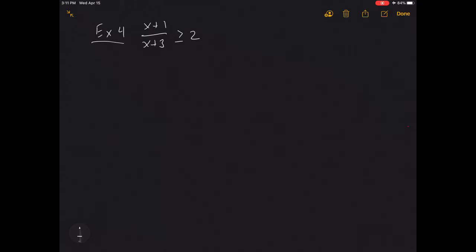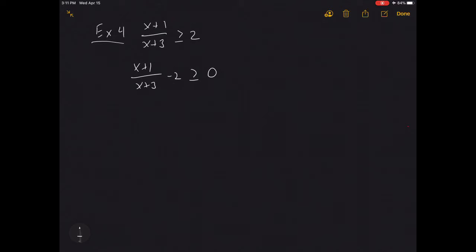So usually we're going to keep the rational inequality portion, the x plus 1 over x plus 3, we're going to keep that there. We're going to move the whole number to the left. So let's go ahead and subtract 2 on both sides. This one is a bit more involved overall because we actually have to do some conversions here.